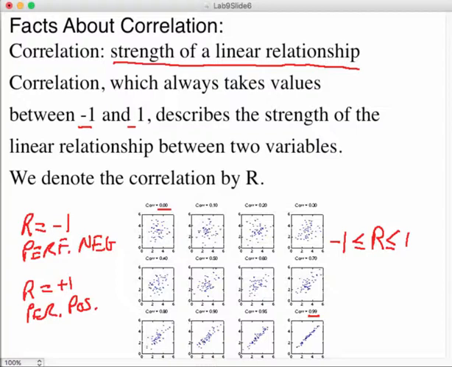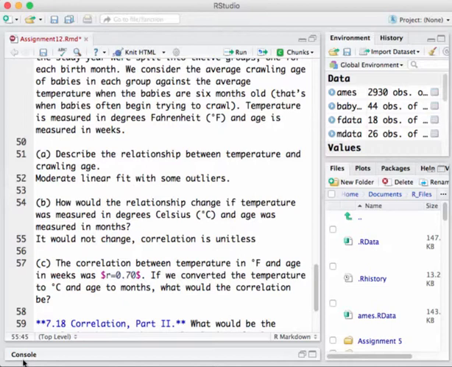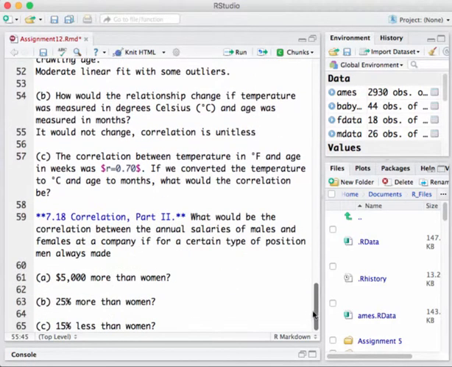Okay, so let's go back over to our studio here, and let's take a look at the last problem that we're going to work in this lab. And that's the correlation. Oh, sorry, my bad. Excuse me. I've got one last question to answer in this one before I go on to the next one. Okay, the correlation coefficient between temperature in Fahrenheit and age in weeks, and R was equal to negative. Excuse me, there should have been a negative in there. There's a typo in there. Sorry about that.